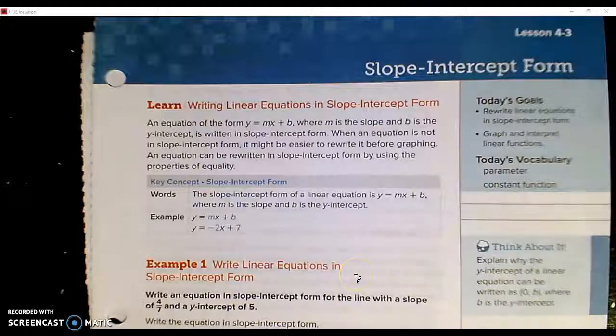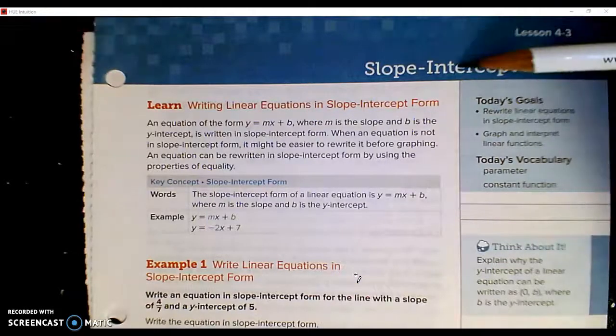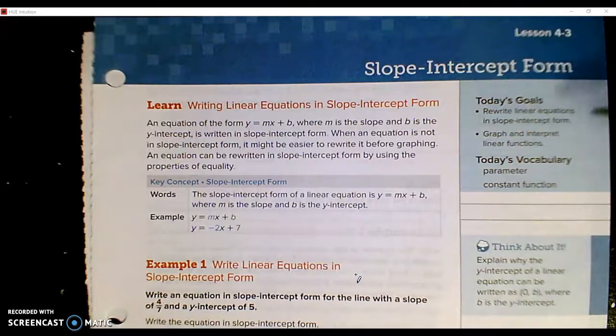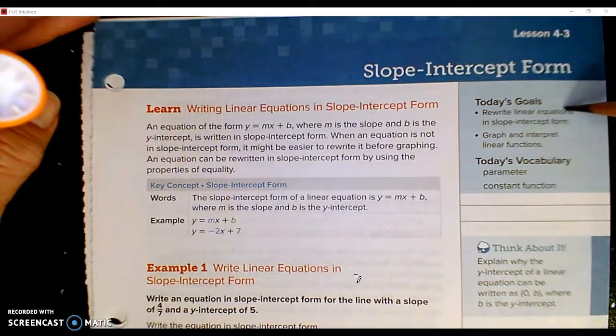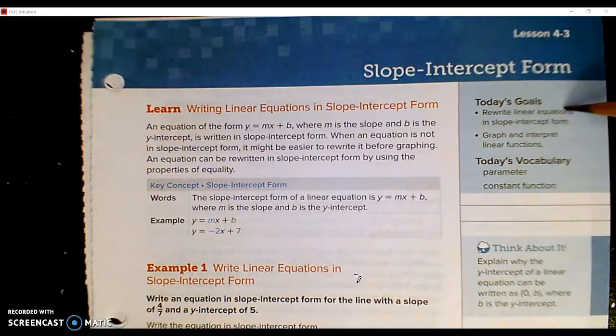Well, Heidi ho! Today we're going to talk about slope-intercept form. It's from lesson 4-3. You're going to be able to rewrite linear equations in slope-intercept form, and you're going to graph and interpret functions. It's a lot. I'm not going to lie to you, it's a lot.